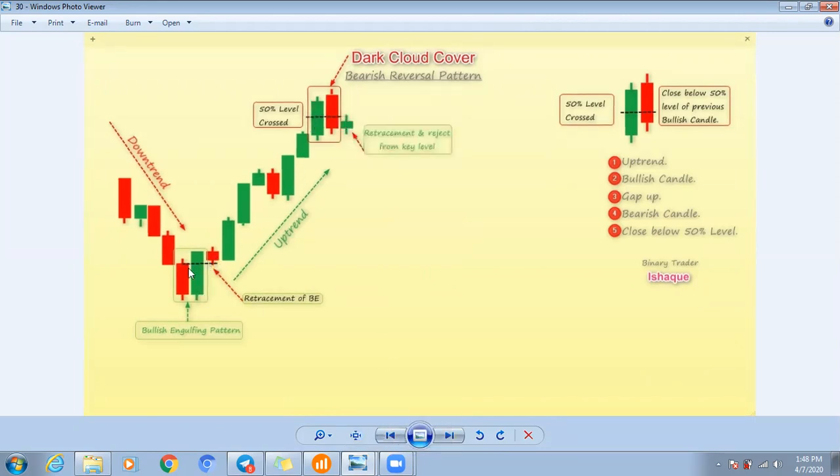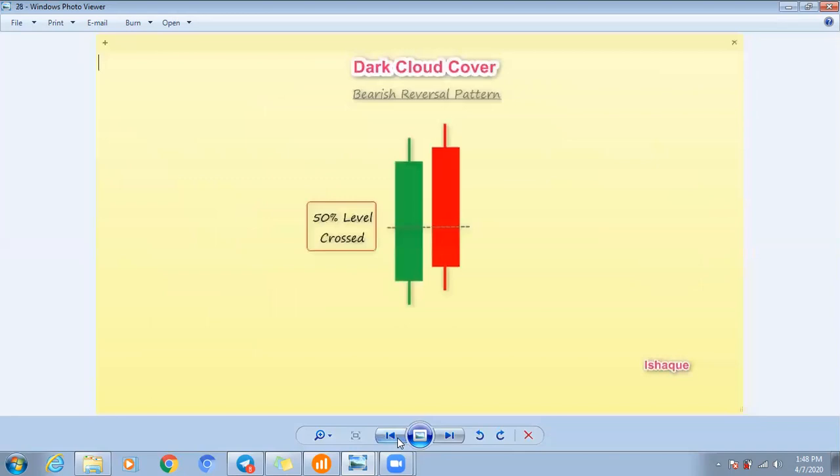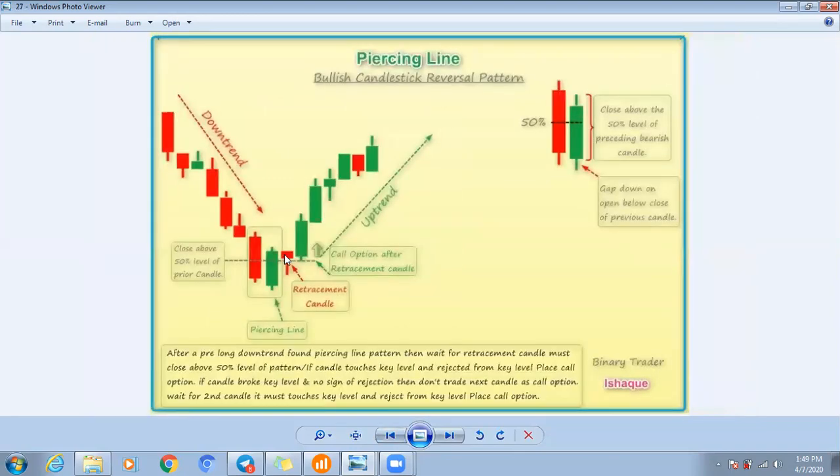Same for the piercing line. Sometimes you find retracement candles, and sometimes you find the price touches this key level and goes up. It means there are two scenarios. If you find the price touches this key level and goes up, and you understand it, you can place a call option here. If you do not understand, leave this candlestick. When it closes, after this candlestick, you trade on the next candlestick.